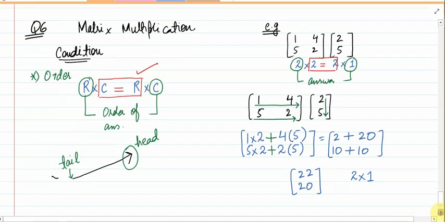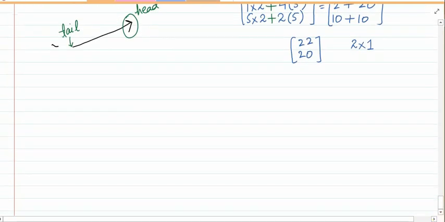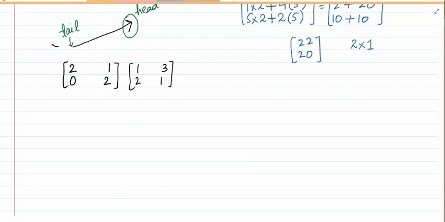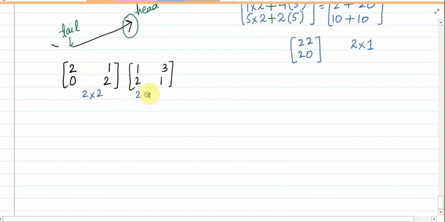So, one more example regarding the same matrix multiplication. 2 1 0 2 multiplied by 1 3 2 1. Right? First step, you need to check the matrix order. First one 2 by 2, second one 2 by 2. Condition satisfies? Yes, the condition satisfies.